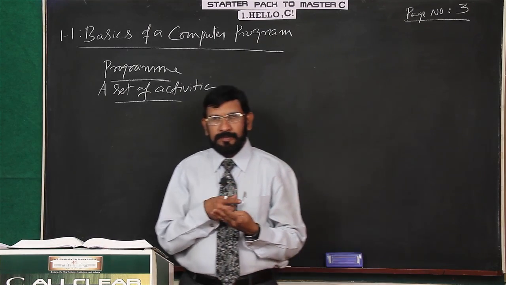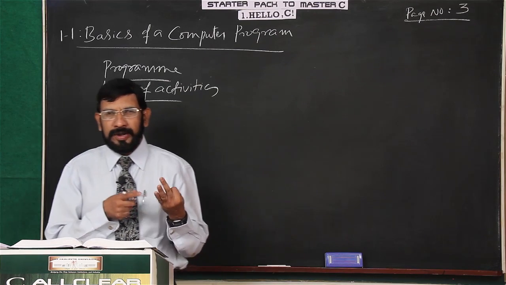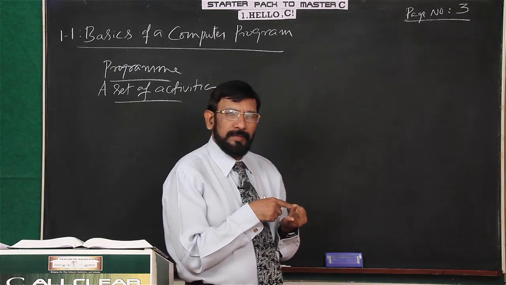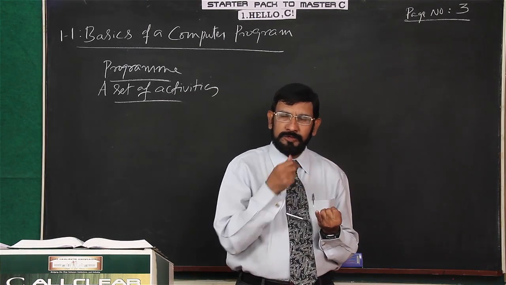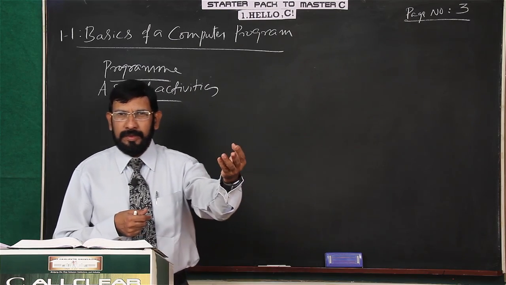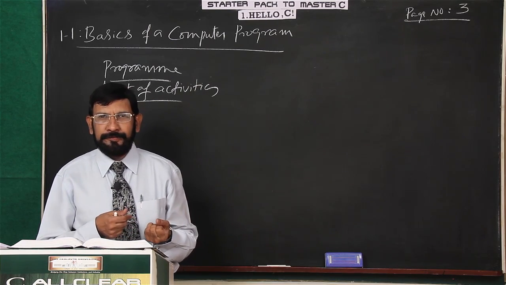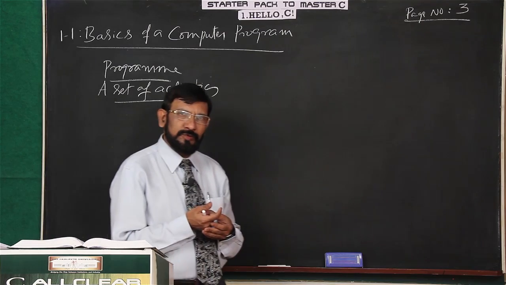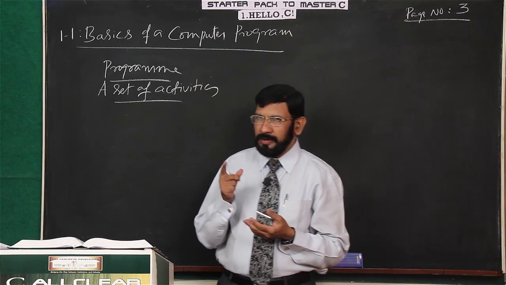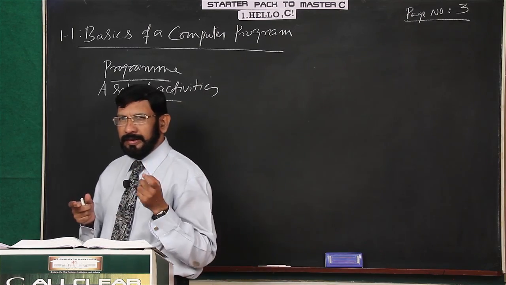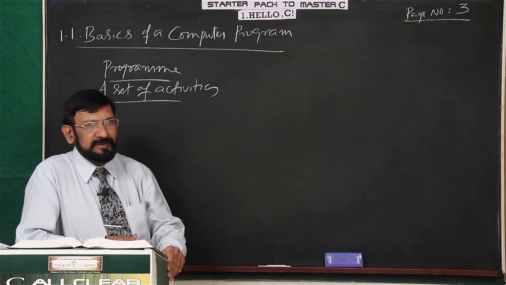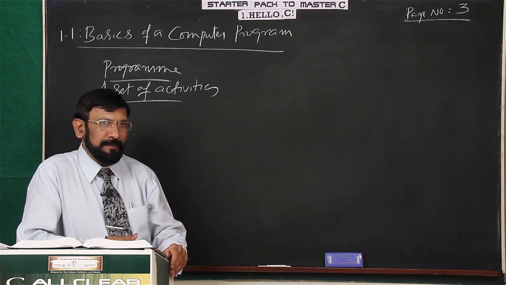You dressed up and got ready. You went to your parking, started your vehicle, drove the vehicle up to this building, and again parked your vehicle and took the lift, came to this classroom and settled in your seat. So, in order to implement the program of attending class, you have implemented 8 steps one by one sequentially. So, that is a program.